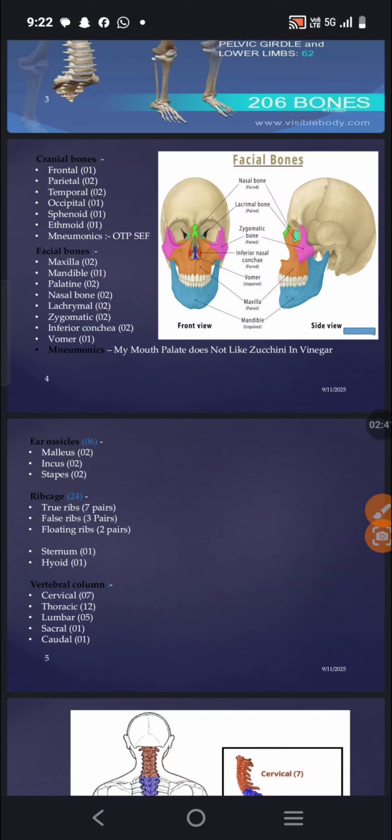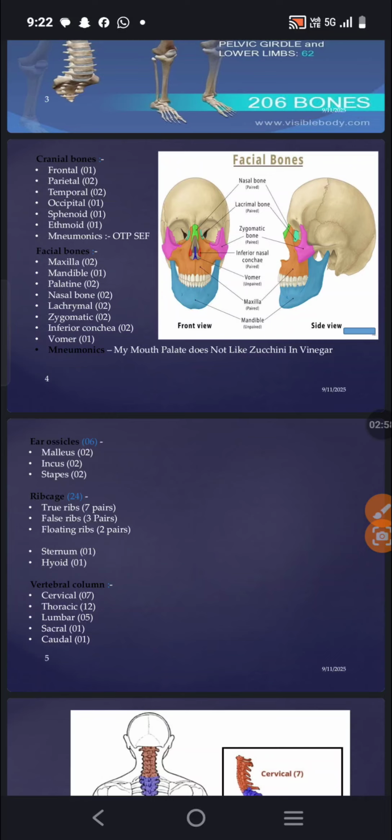Ear ossicles. Ear ossicles consist of 3 bones, namely malleus, incus, and stapes. So, in both ears, there are 6 bones present.